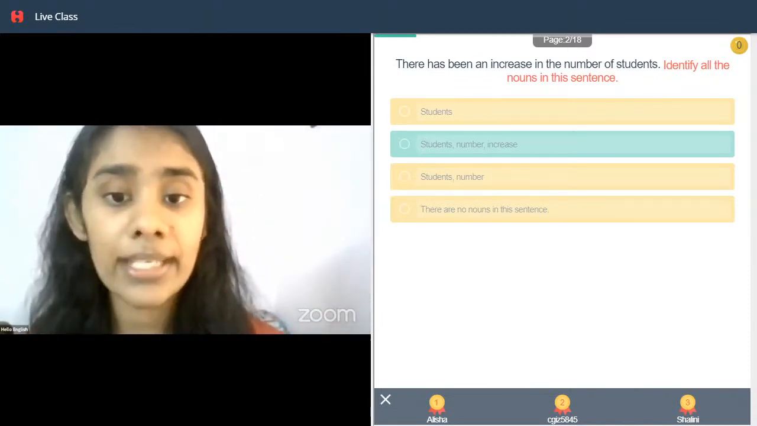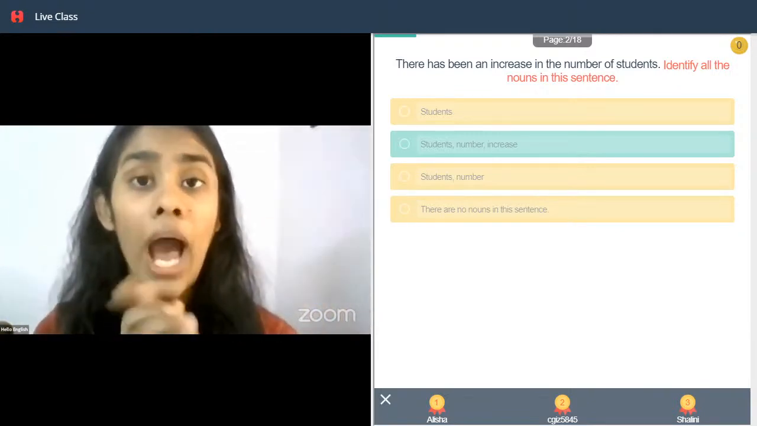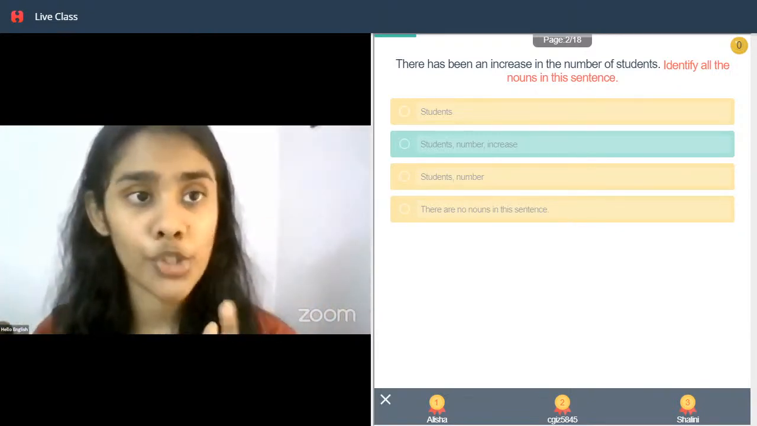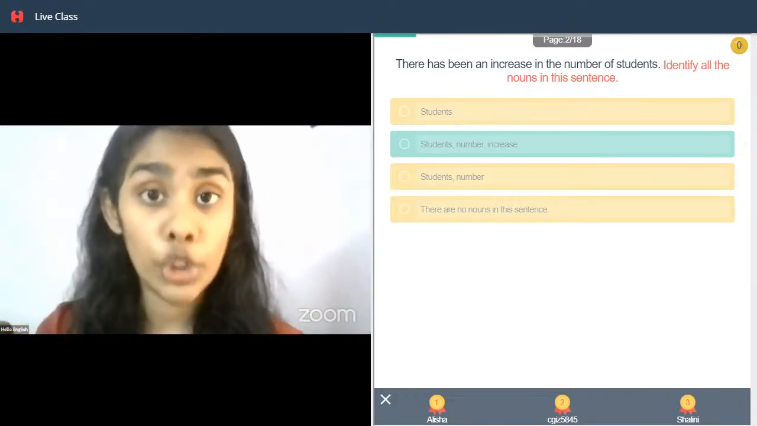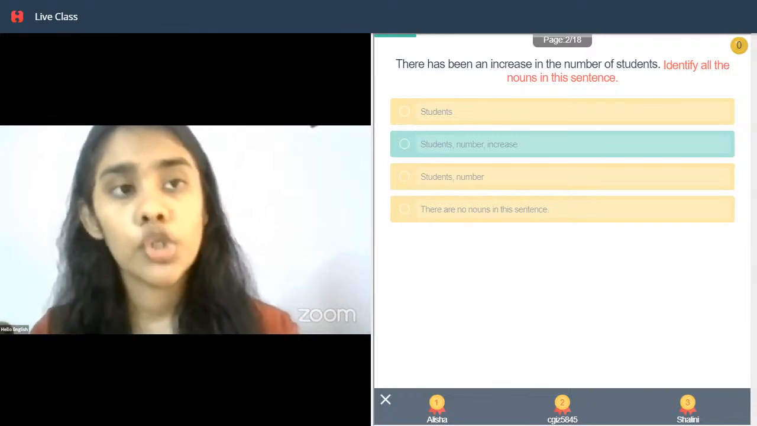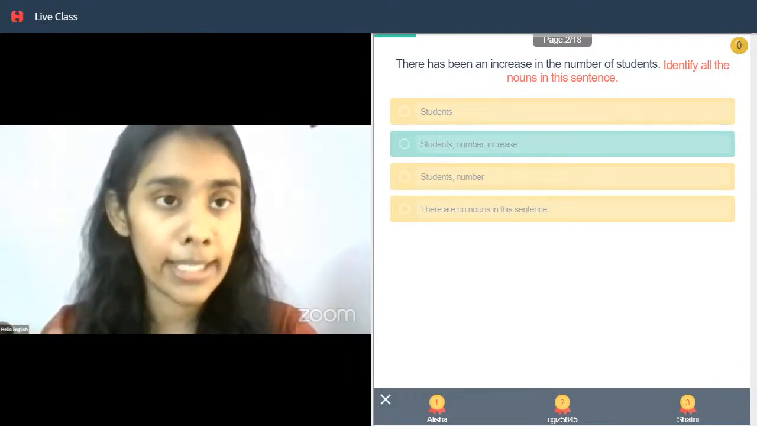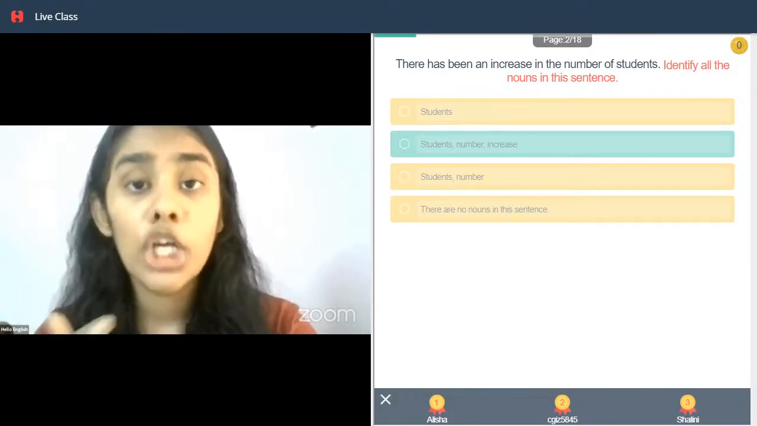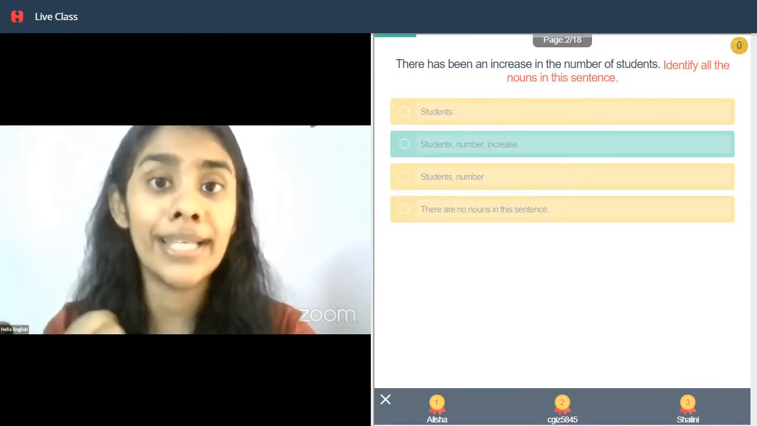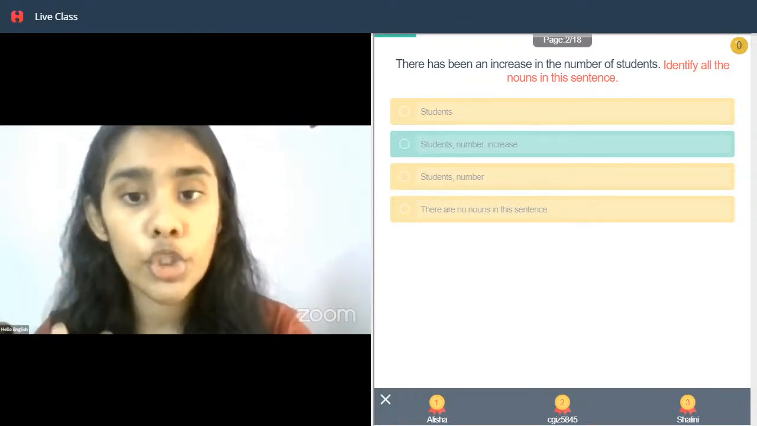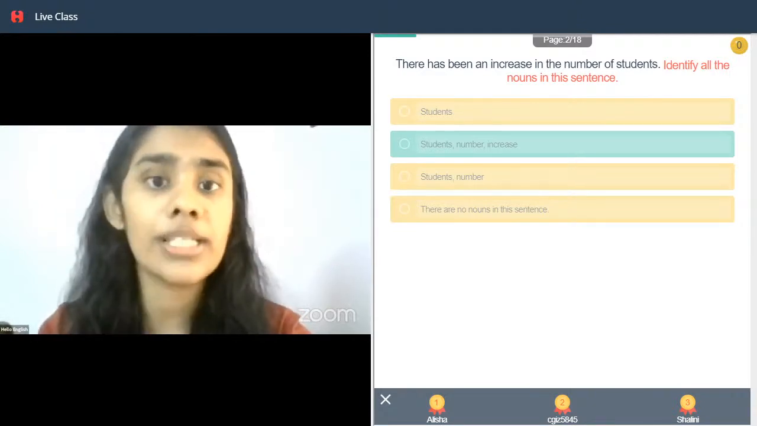Increase here is shown after an article. Articles usually come before nouns, so this is also an indication you can use to identify nouns. It is preceded by the article an, so therefore we know increase is a noun. Then we have number. Number helps us to quantify data or to understand the numerical concept. So it refers to a noun. And then students. Students is a common noun.